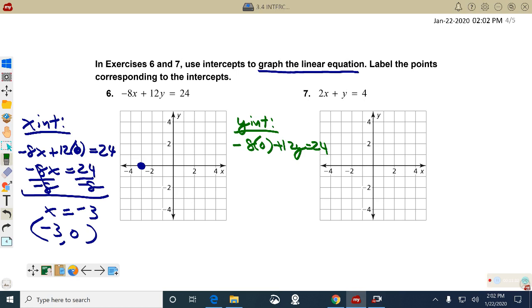Let's see. Negative 8 times 0 is 0. It's gone. So look, I got 12y equaling 24. You with me?